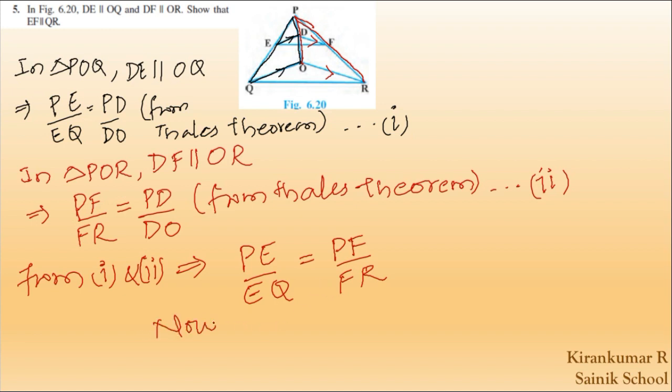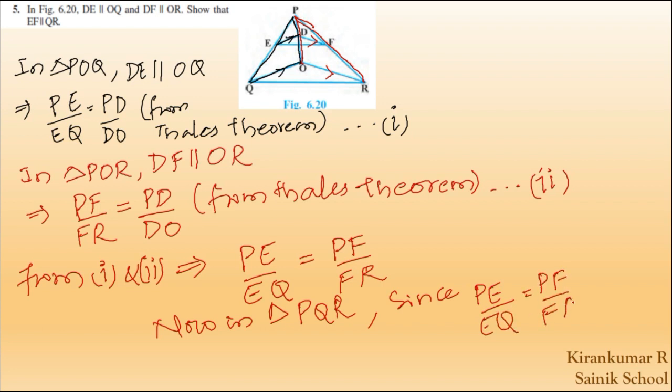Now in triangle PQR, since PE upon EQ is equal to PF upon FR, we get EF is parallel to QR. This is from the converse of Thales' theorem.